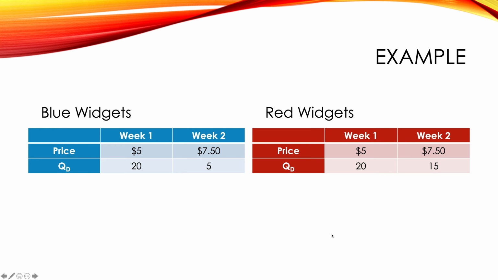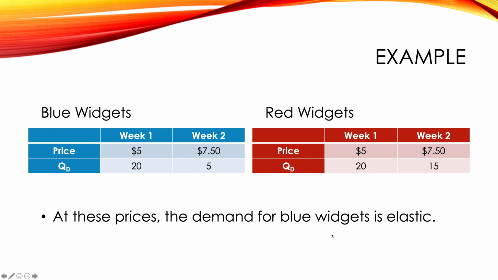So what we would say in this case is at these prices, with the data we're given here, the demand for blue widgets is elastic. Look how much consumers changed their buying behavior as a result of this price increase, right? This is a 50% rise in the price. But for the blue widgets, they saw a huge decrease, a 75% decrease in quantity demanded.